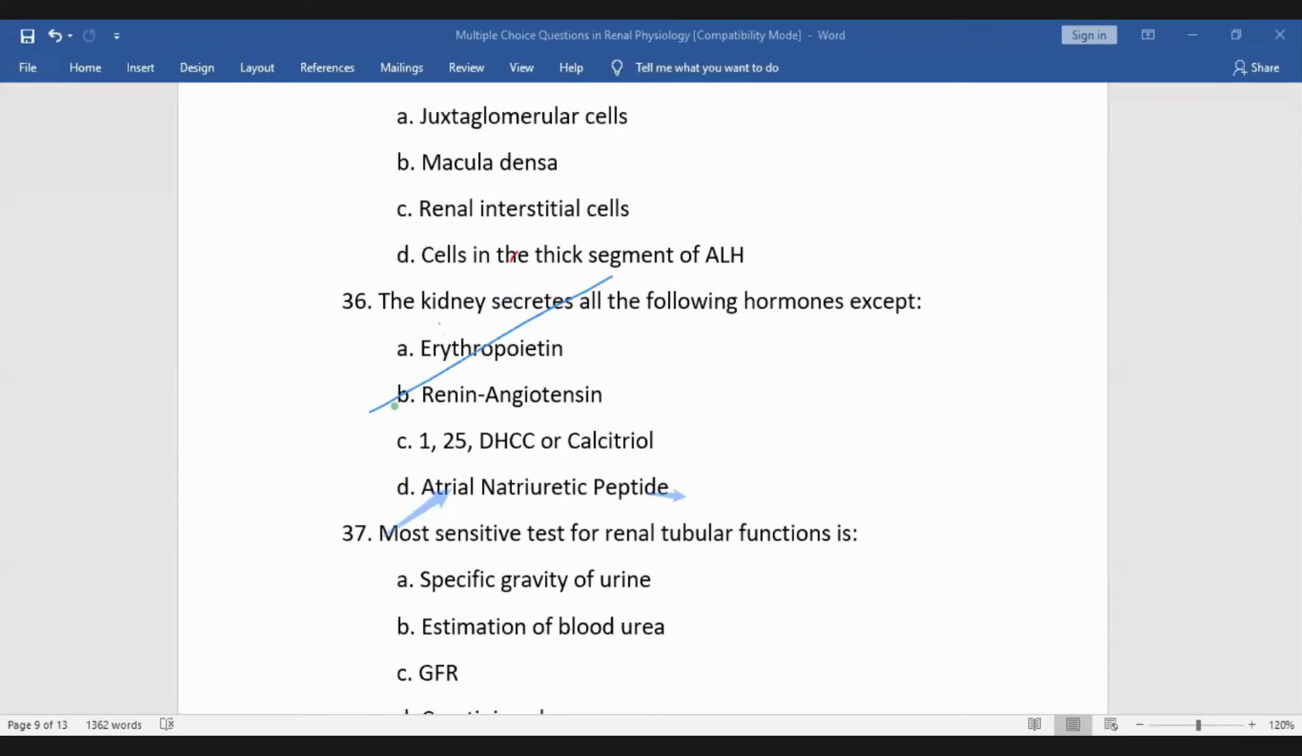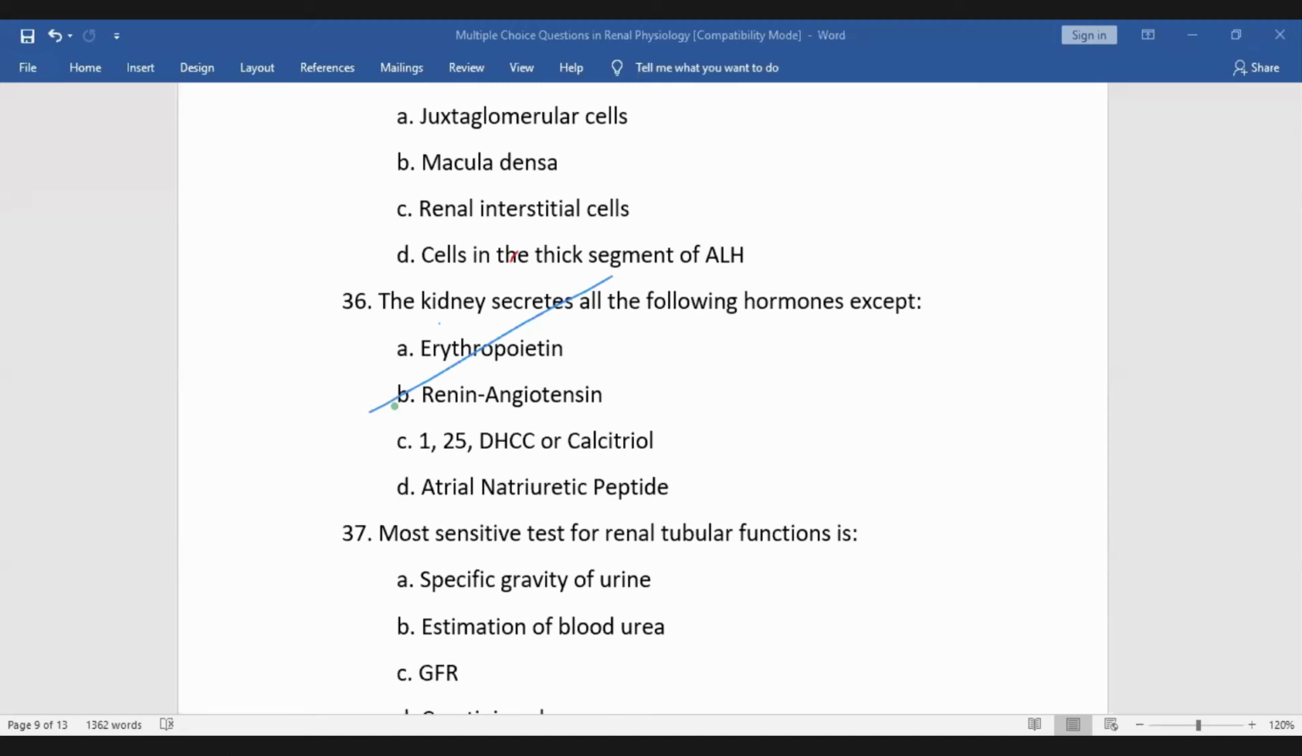Erythropoietin is a hormone. What is the purpose of this one? It is responsible for stimulating the red bone marrow to produce more RBC. The renin-angiotensin system is responsible for regulation and restoration of the blood pressure. 1,25-DHCC, calcitriol, vitamin D, is responsible for absorption of calcium from the intestine.